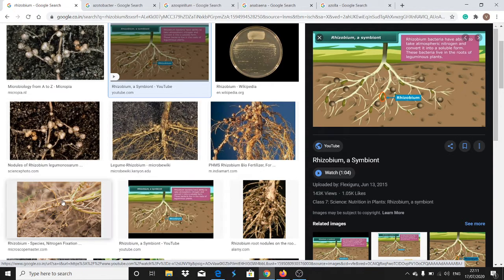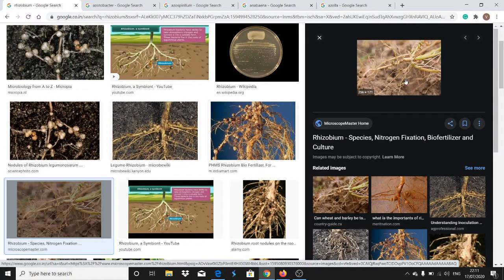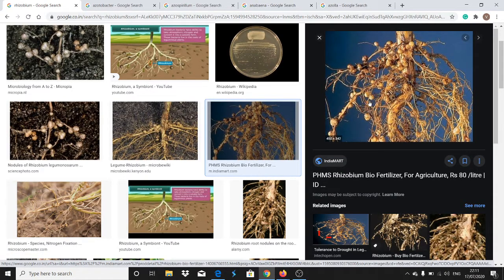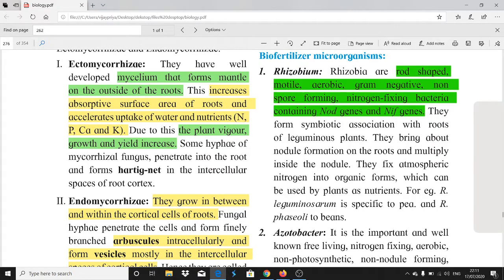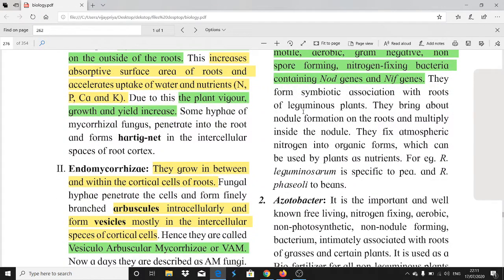So you can observe in such diagrams, these are the tumor-like structures, where you can see these are the Rhizobium. They contain the Nod genes and Nif genes. They are rod-shaped bacilli. They are motile, they can move. Aerobic, they need oxygen. Gram negative, when stained they are pink in color. They are non-spore forming, they do not form spore-like structures. They are nitrogen fixing bacteria, and they contain Nod genes and Nif genes. They form symbiotic association with the roots of leguminous plants.